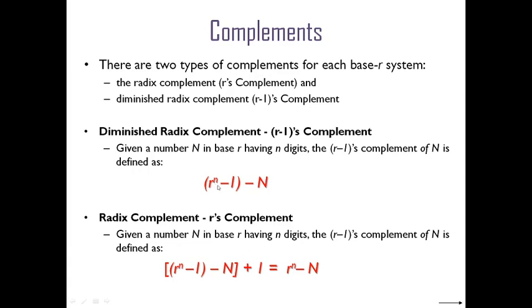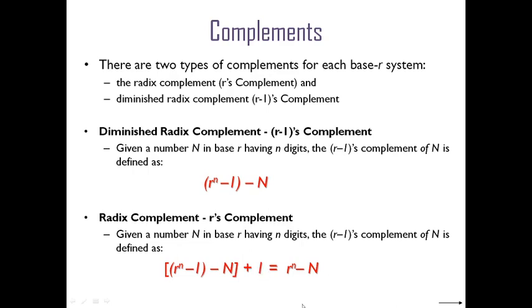R to the power n minus 1 whole minus N, where capital N represents the given number in any base and small n represents the number of digits in the given number. And if you want to define radix complement, that is R's complement, it is defined as R to the power n minus 1 minus N whole plus 1.